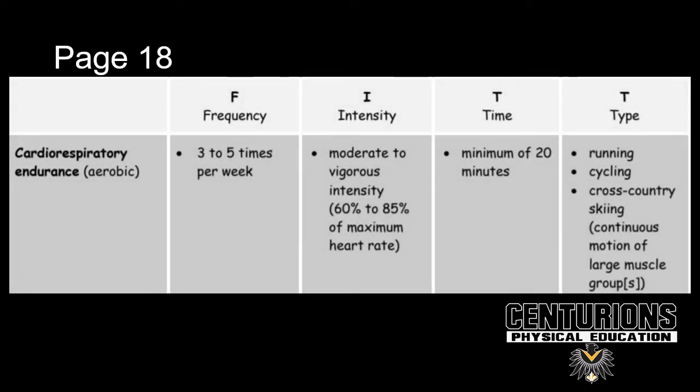Here you'll see the FIT principle found on page 18, referring to cardiovascular endurance, otherwise known as aerobic endurance. You'll notice the frequency, in order to improve your cardio, needs to be 3 to 5 times per week. The intensity needs to be a moderate to vigorous intensity, which is referring to 60 to 85% of your maximum heart rate. We'll be talking about what your maximum heart rate is later today. The time is a minimum of 20 minutes.